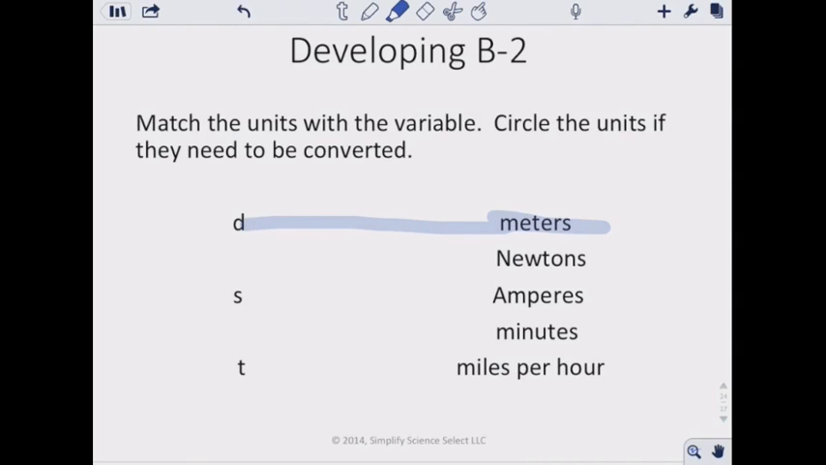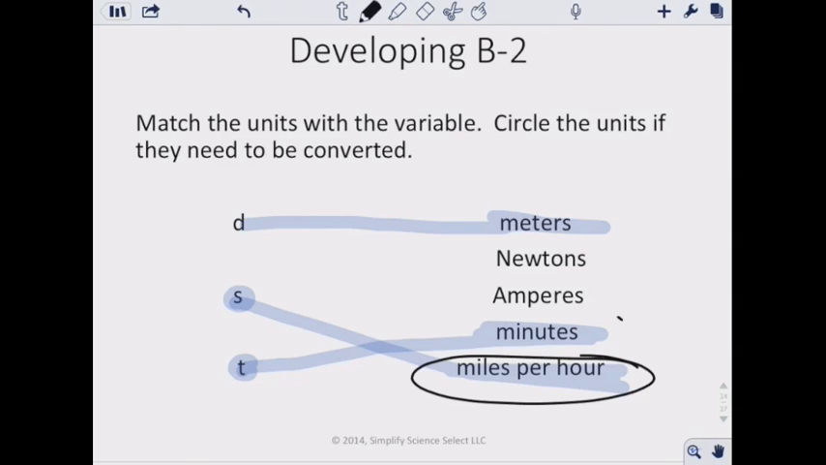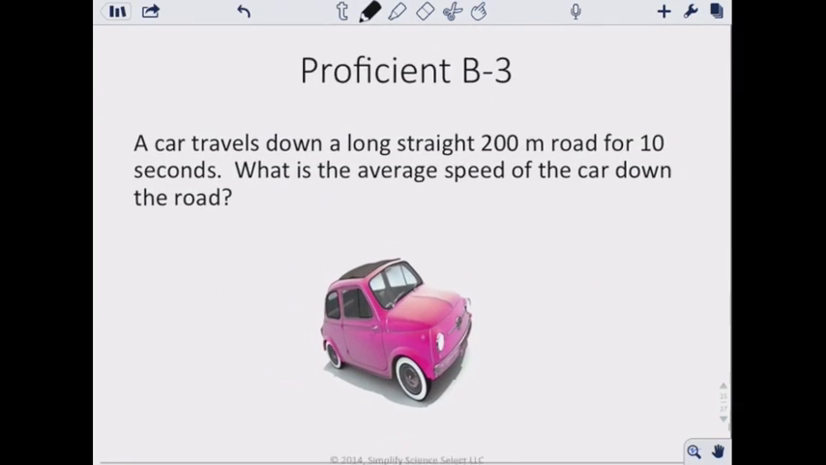We know that S stands for speed, and a speed would be miles per hour, and time, minutes, is time. And what needs to be converted? Well, we know that speed needs to be in meters per second, and we know that time needs to be in seconds. So those are two things that need to be converted. Let's look at the next example.